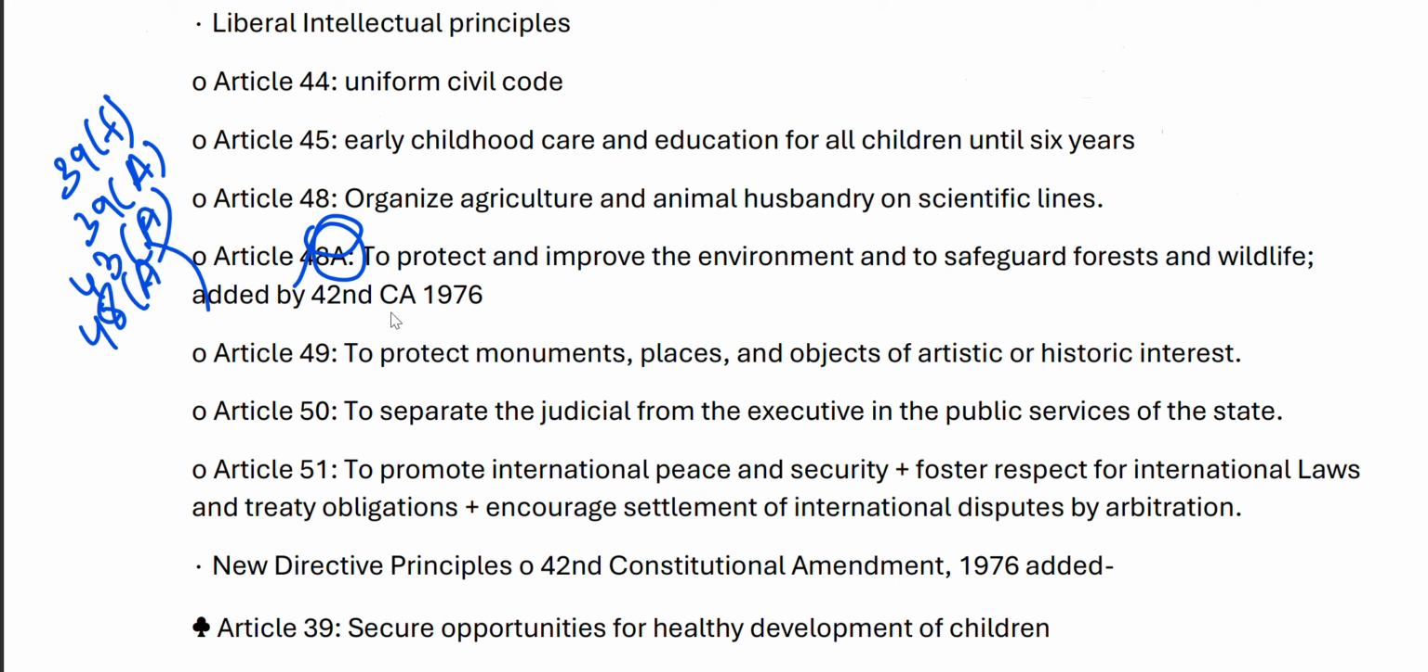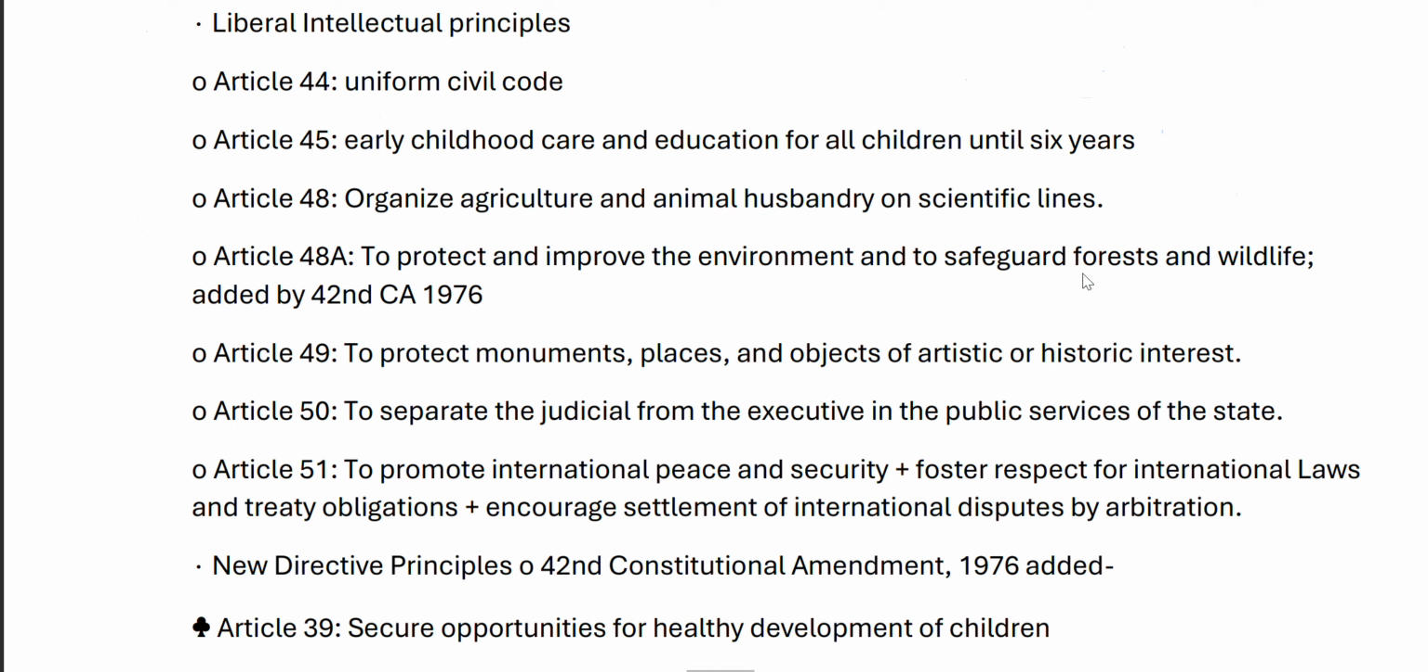48A is to safeguard, protect and improve the environment and to safeguard the forest and wildlife. This is related to the forest and the wildlife, right? So to protect the forest and wildlife is what we have in 48A. Protection and improvement of the environment, forest and wildlife. 49 is related to the monuments, 50 is separation of the executive from the judiciary, 51 is international peace. 49 is to protect the monuments. 48A has also been added to protect the environment, right?